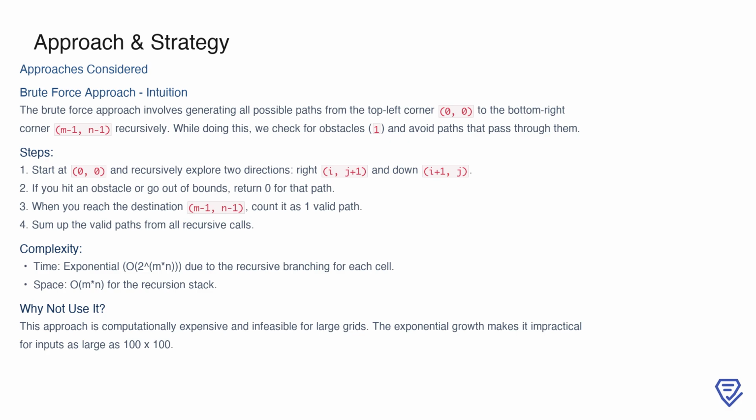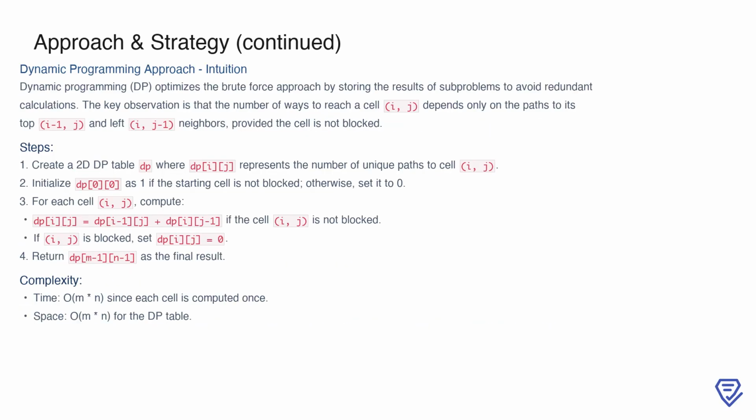However, this approach has a significant drawback. The recursive branching leads to an exponential time complexity, as it explores every possible path without reusing results from overlapping subproblems. For large grids, this method quickly becomes computationally infeasible due to its high time and space demands. An optimized solution to overcome the inefficiency of the brute force method is the dynamic programming approach.